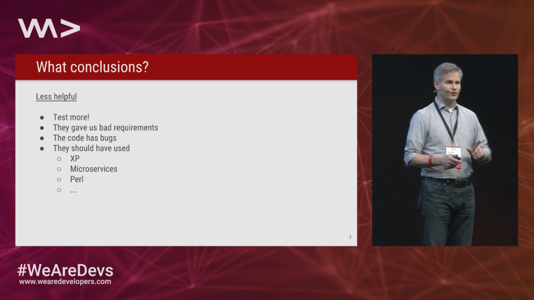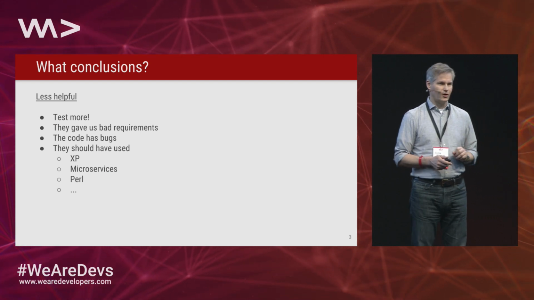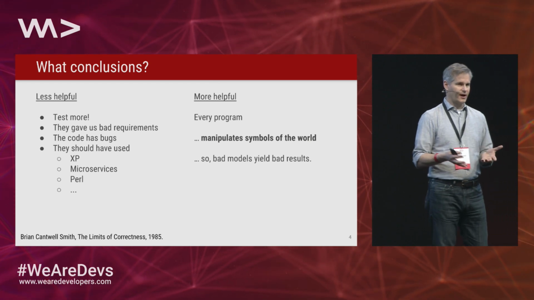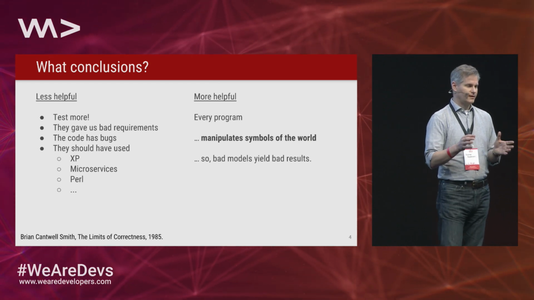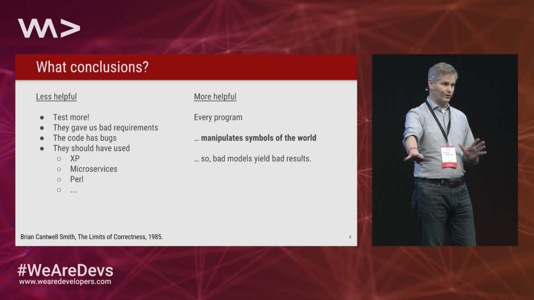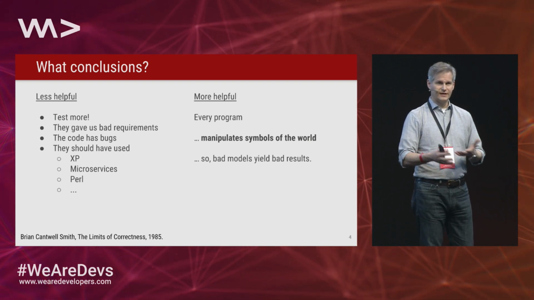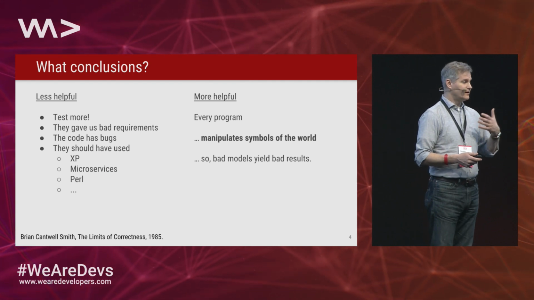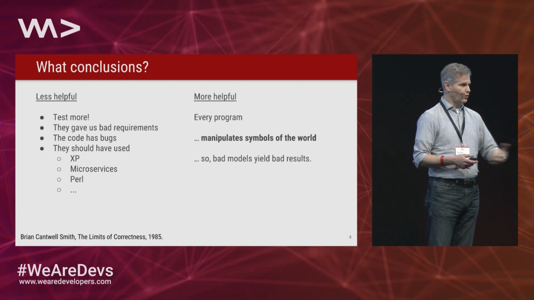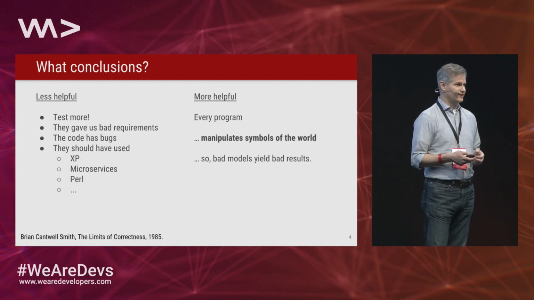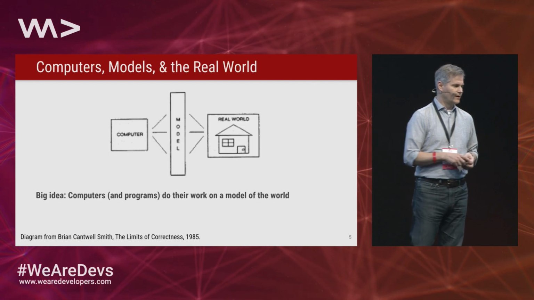But there's a deeper answer in terms of what went wrong in this particular case, and that is that every program at the core of it does not manipulate the real world. It does not sense the real world. It's manipulating symbols inside of it. And if you have a bad model of the world, if your symbols are bad, then the program is going to do crazy things like this every once in a while.